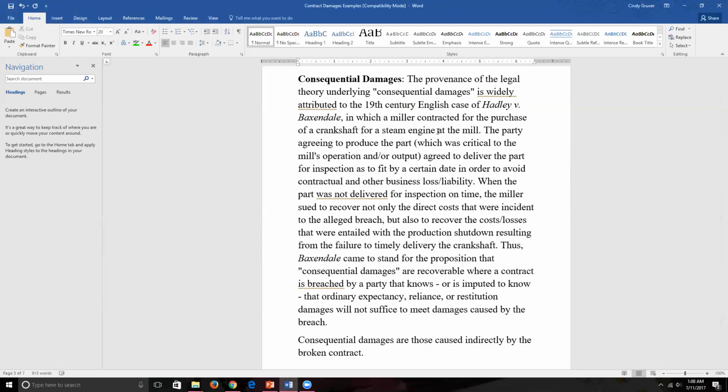So anyway, he hires a business to make this crankshaft for him. And the business, of course, agrees. They enter into a contract, and there's a particular date that the crankshaft is supposed to be delivered to the miller. I don't know if Hadley's the miller or Baxendale's the miller, so we'll just use miller and crankshaft manufacturer as our names here. Unfortunately for the crankshaft manufacturer and for the miller, I guess, the crankshaft was not delivered on time, so the crankshaft manufacturer is in breach of the contract.